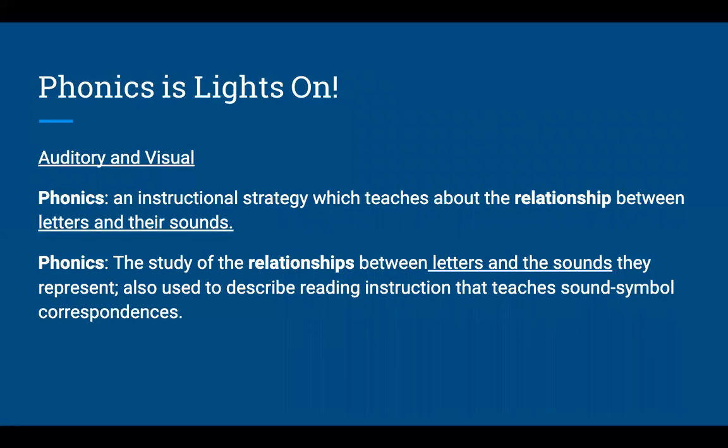There are many definitions of phonics, and you will find that. It's definitely one of the most complex and, I guess, harder to navigate concepts that you'll have to know on the FoRT. These are just two definitions that we have here, and there will be several more. Phonics is an instructional strategy which teaches about the relationship between letters and their sounds. It's also known as the study of the relationship between letters and the sounds they represent. It's also used to describe reading instruction that teaches sound-symbol correspondences.